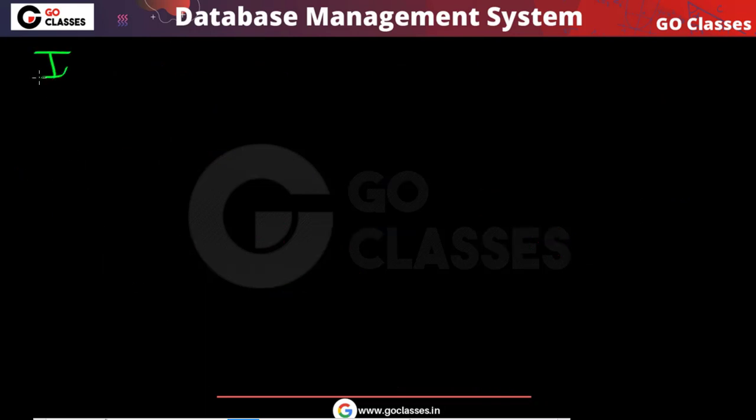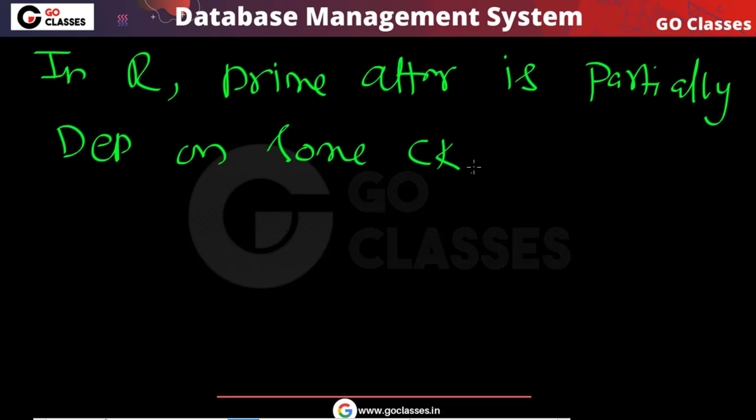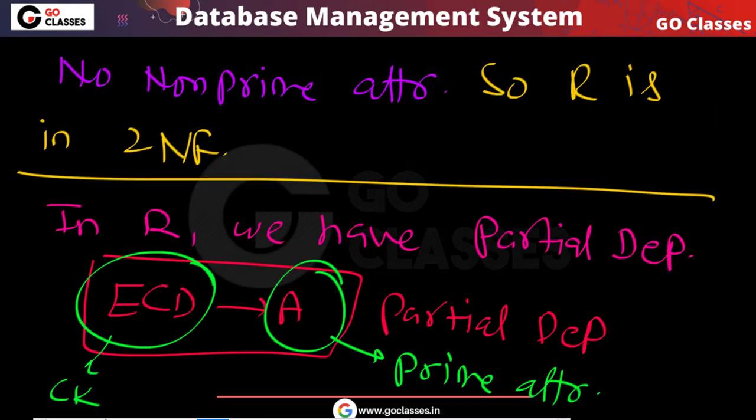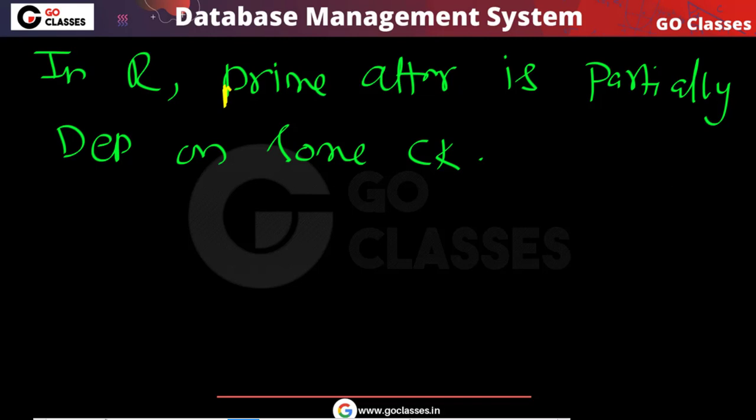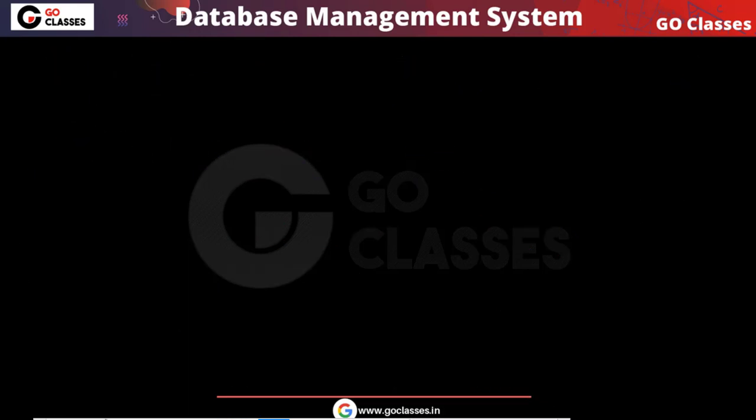So you can notice that in relation R, we have a partial dependency in which a prime attribute is partially dependent on some candidate key. But this is not a problem with 2NF. Your relation is still in 2NF, because 2NF has a problem only when a non-prime attribute is partially dependent on some candidate key. In this situation 2NF has no problem.